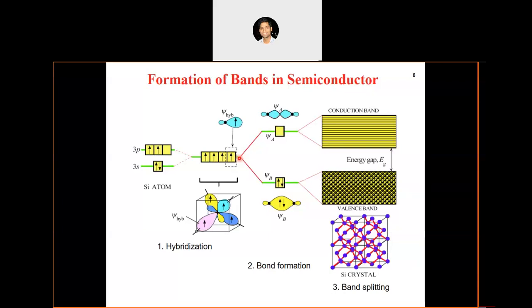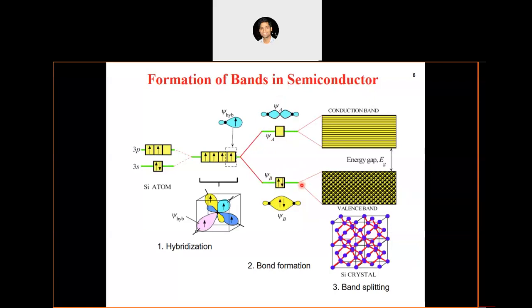If we look at this only for two atoms, let us say we are bringing two silicon atoms together, then as a result there will be one bonding orbital which will be lower in energy, and there will be one anti-bonding orbital which will be higher in energy, and both the electrons will occupy the lower energy state, which is the bonding orbital.